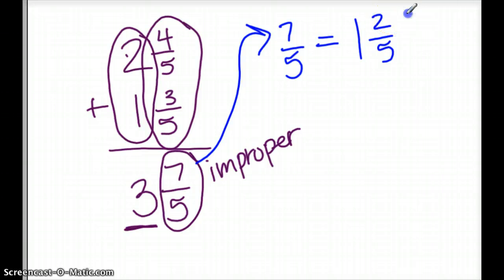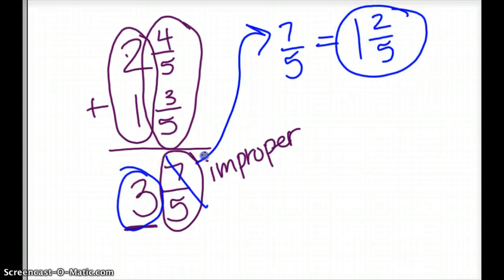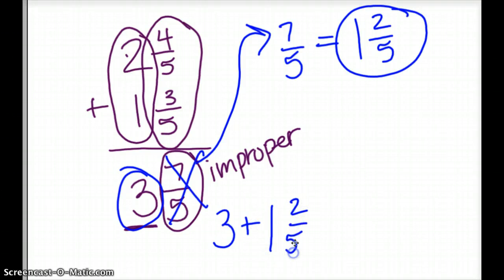7/5 equals 1 and 2/5 because 5 goes into 7 one time with 2 left over out of 5. Now I take this number and this number. I am done with that one because that equals this. And I add them together. So I have 3 plus 1 and 2/5, which equals 4 and 2/5. Okay.